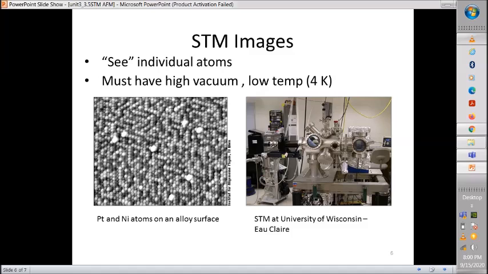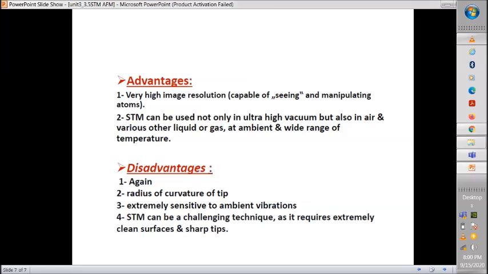The STM images show individual atoms, and it must have high vacuum with a low temperature of 4K. So this is the scanning of the image, and this is the STM, the scanning tunneling microscope at the University of Wisconsin. The advantages of STM are that it has very high image resolution. It is capable of seeing and manipulating atoms. It can be used not only in ultra high vacuum but also in air and various liquid or gas forms, with ambient conditions and a wide range of temperature.